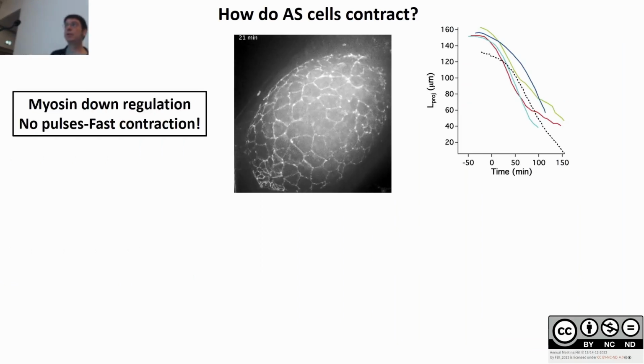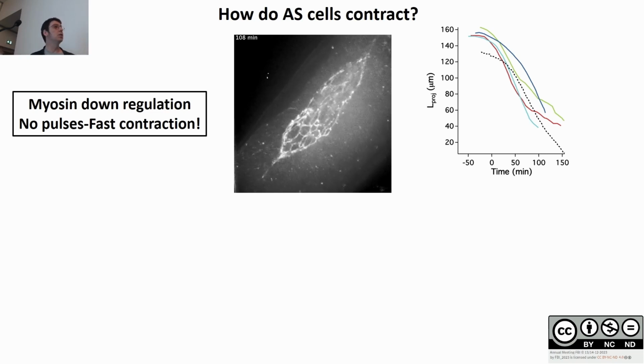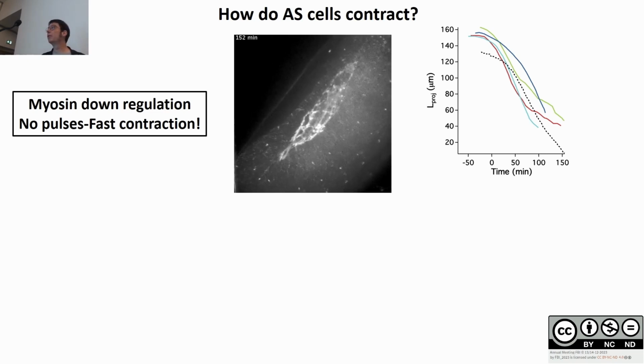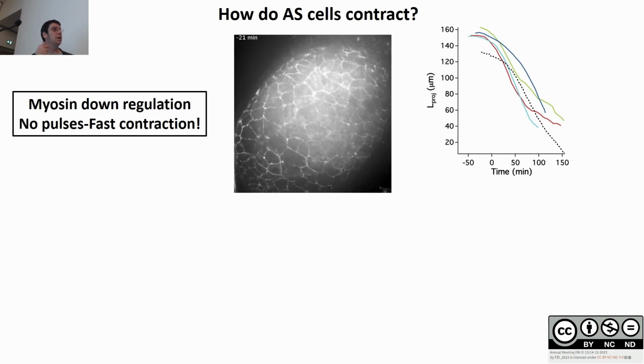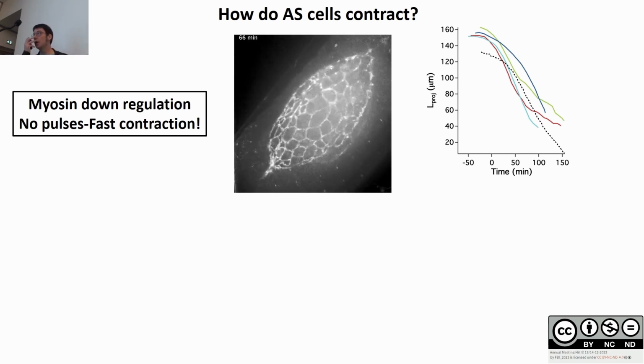More particularly, if you downregulate myosin in the central tissue, it still closes, and it actually closes even faster. So that tells us that it works by a different means. So how does it work?